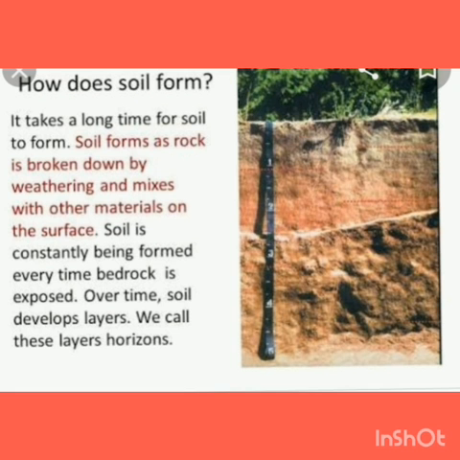How does soil form? In the beginning, the entire surface of the earth was covered with rocks. During the day, the sun warmed the surface, and at night, the surface cooled down. Due to repeated heating and cooling, the rocky surface of the earth develops cracks. It takes a long time for soil to form. Soil forms as rock is broken down by weathering and mixes with other materials on the surface.